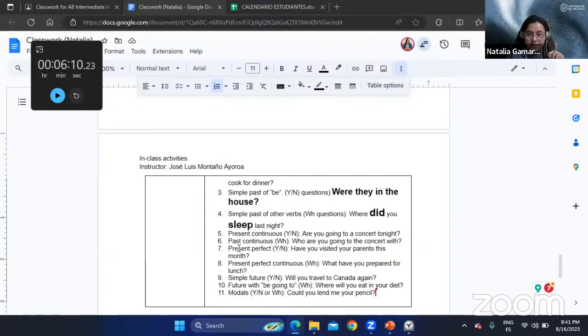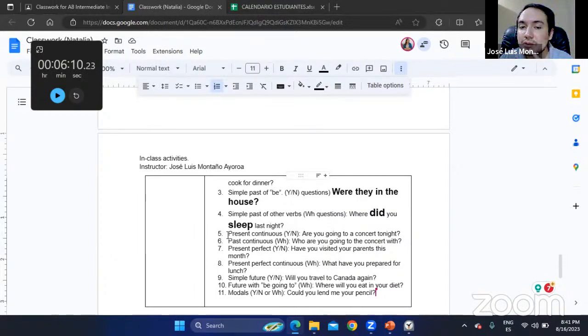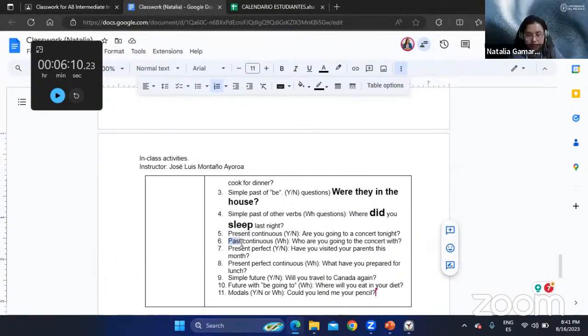The order of the words? It seems to be okay. Are you going to a concert? Yes. Also here, going to the concert with, yeah, no, it's okay. But remember, actually, the main problem is this is present and this is past. So what do you have to change in number 6? Because number 6 is also present. How do you change that to past?